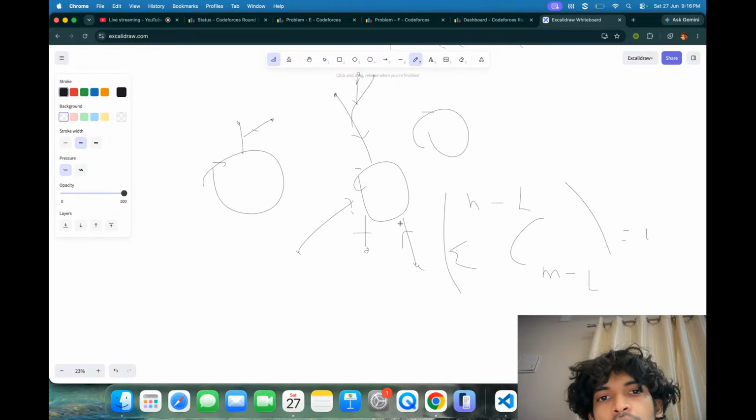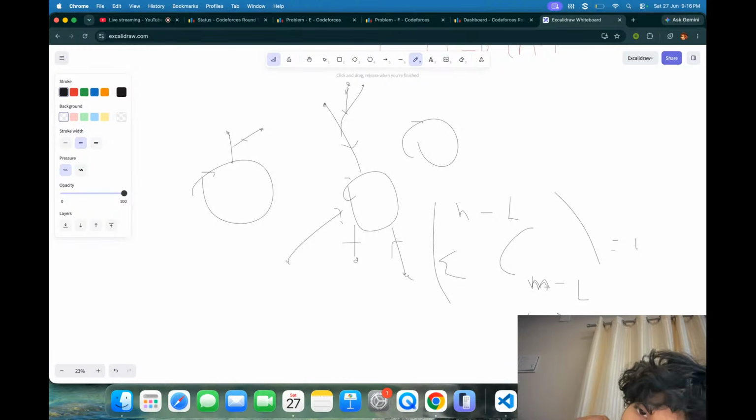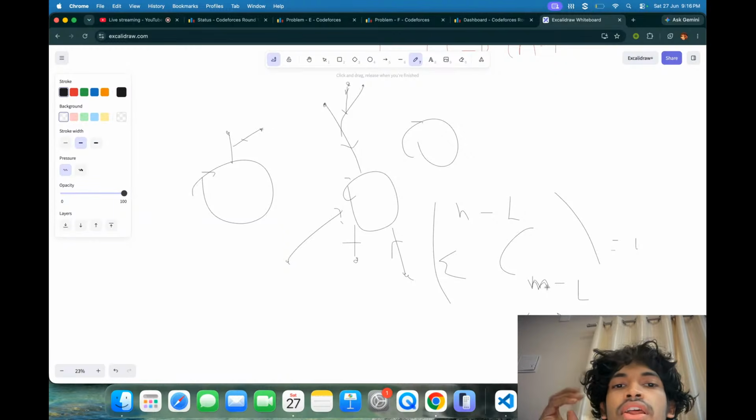So if you know the number of graphs with L leaves, 1 leaf, 2 leaves, 3 leaves, and so on, this value will become fixed with respect to that, right? And then independently of M, you can find that answer. Can you find the number of graphs with 1 leaf, number of graphs with 2 leaves, number of graphs with 3 leaves, and so on? How difficult is that?